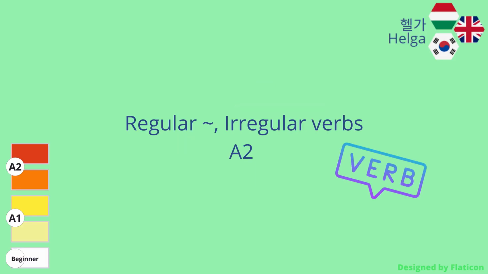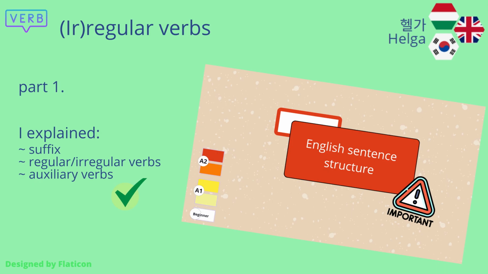In this lesson we are going to learn about regular and irregular verbs. The level is A2. In part 1, look at the video, English sentence structure. In this video I explained what is a suffix, what is regular and irregular verb, and what is an auxiliary verb. They are very important when you study English.